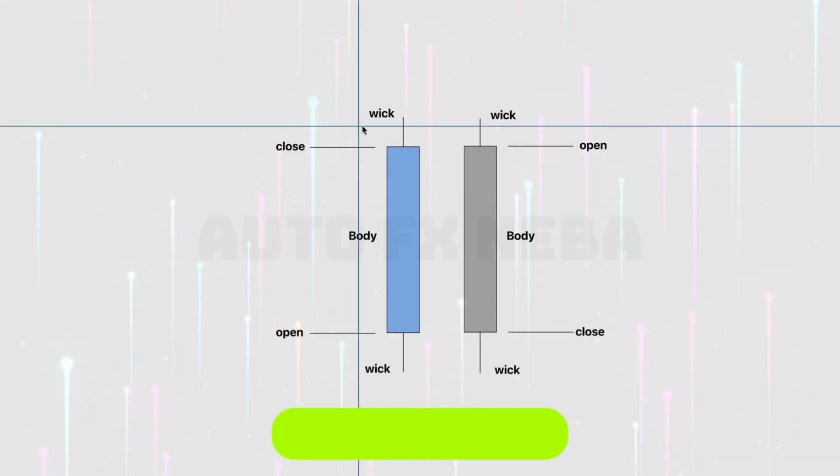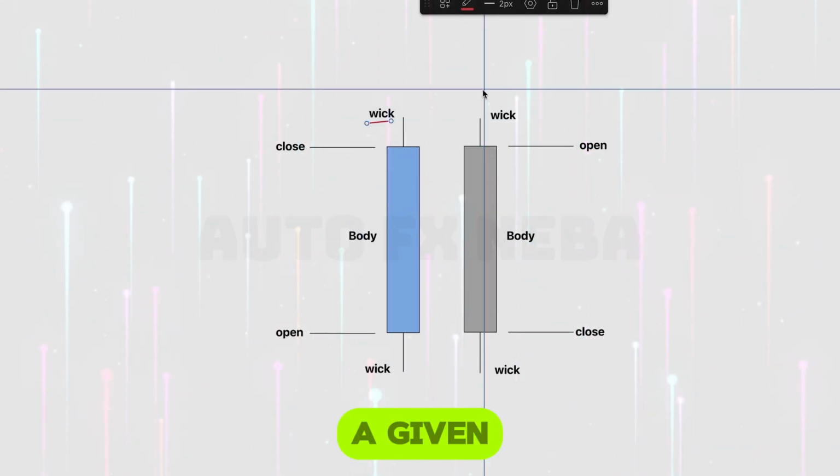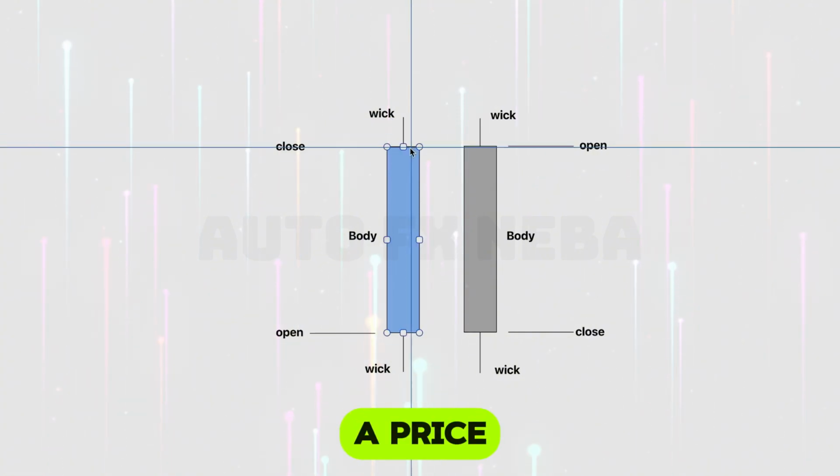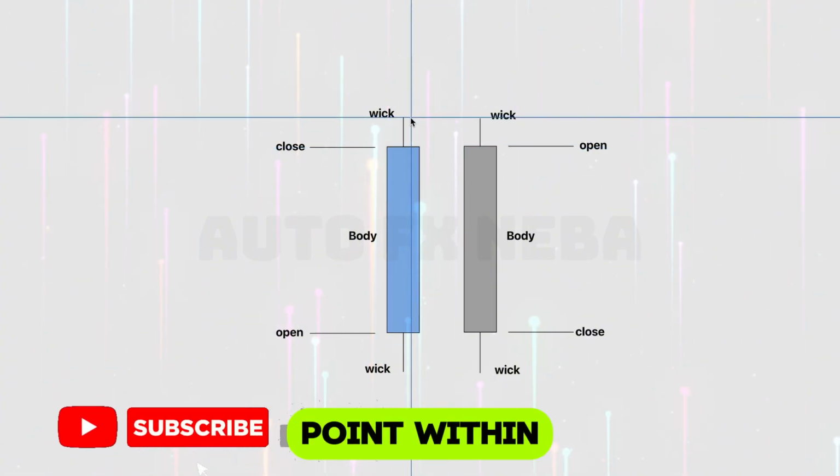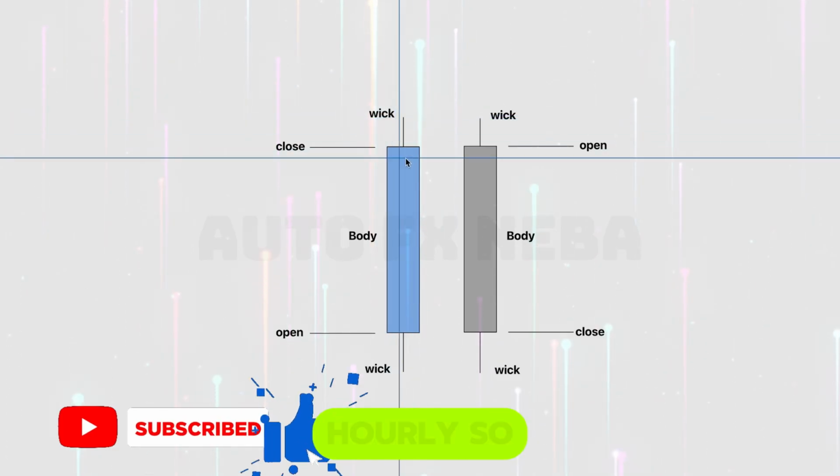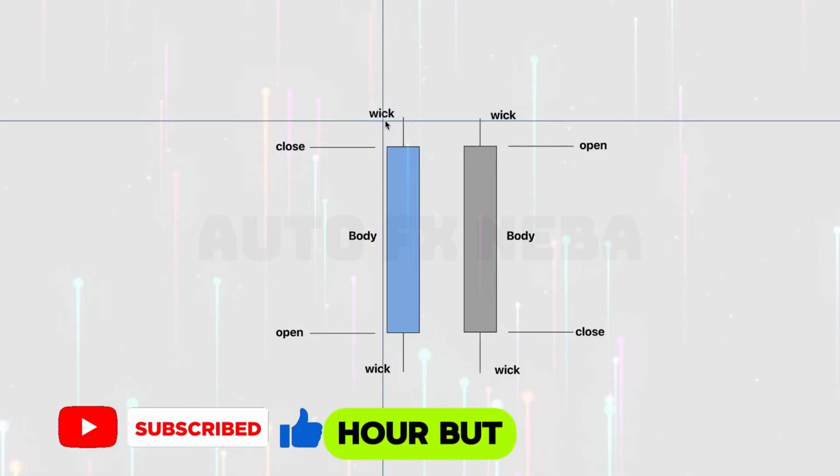Well, wicks show us rejected price action within a given time frame. What this means is this is a price point the market pushed to at some point within that specified time period, in this case an hourly, so within 1 hour, but did not close at.